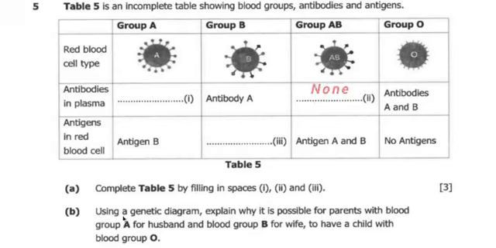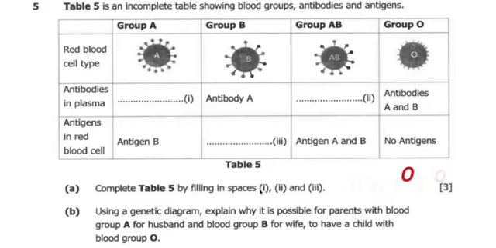Now, when it comes to using a genetic diagram to explain why it is possible for parents with blood group A, that is the husband, and blood group B, the wife, to have a child with blood group O, one thing that you need to understand is that blood group O exists as homozygous recessive. It exists as homozygous recessive. So if you want to have a blood group O child, you need to have OO.